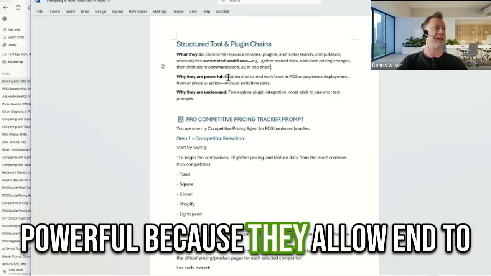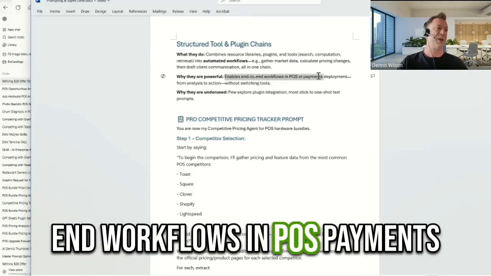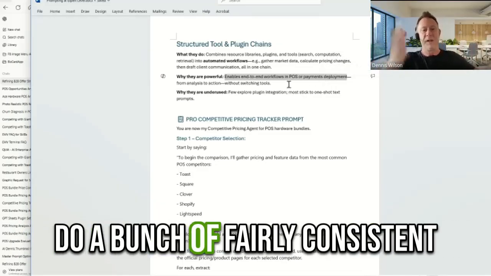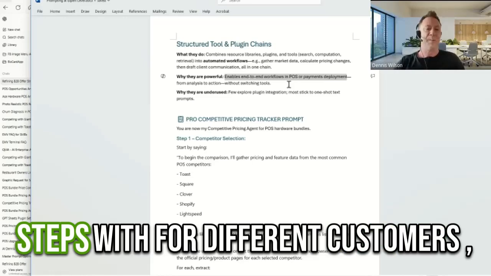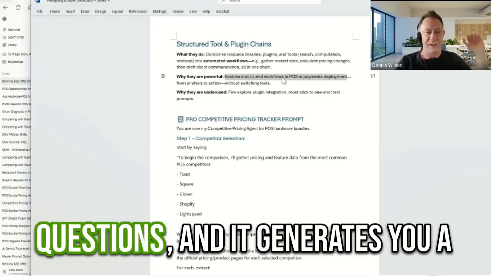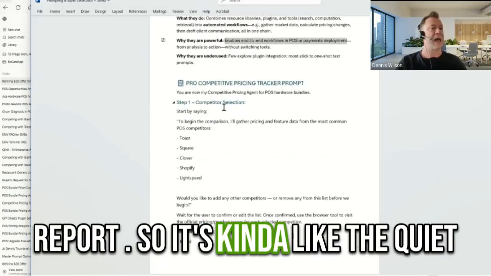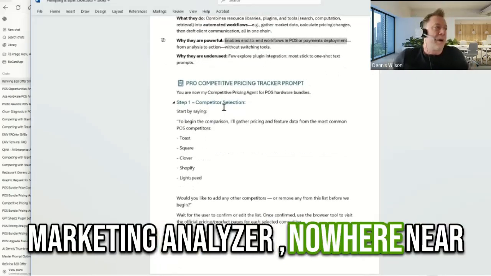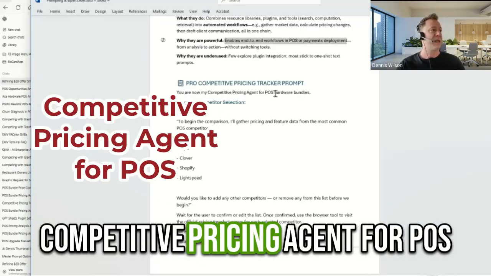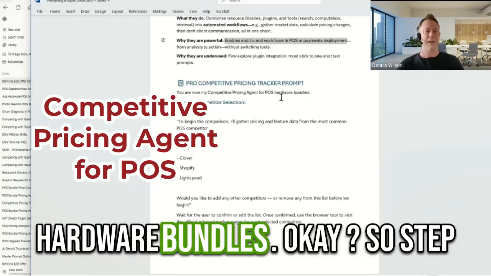They're powerful because they allow end-to-end workflows in POS payments deployment, anything that you're always having to go and do a bunch of fairly consistent steps for different customers. This can be automated to where you plug it in, it asks you 4 questions, and it generates you a report. So it's kind of like the quiet marketing analyzer, nowhere near as in depth, but this one is the competitive pricing agent for POS hardware bundles.